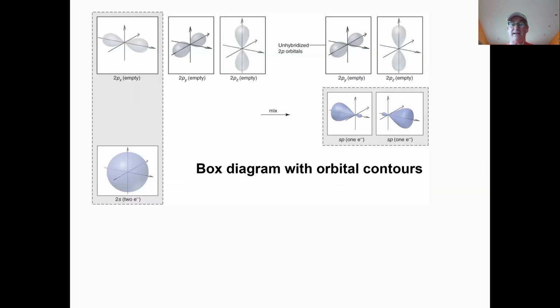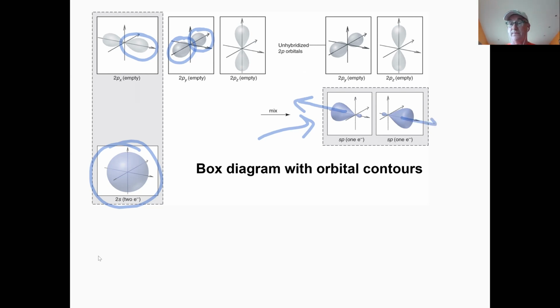And this gives you a better idea of what these things really look like. So if you remember, S is our sphere, and then P are our balloon animals with a knot in the middle. And so you can see that the SP together looks a little bit like both. It looks like you took a sphere and pulled on it a little bit. You pulled it so that you have a little knot in the middle with some density on one side and some density on the other side. But you can see that most of the electron density is moving away from the nucleus so it can bond.